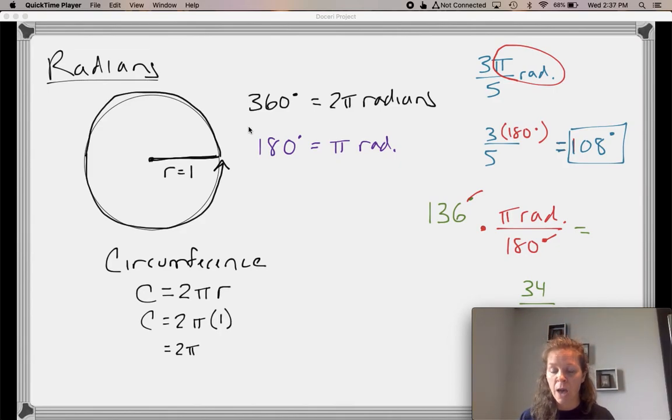Usually radians are going to have a pi in them, not always, but usually, and usually they're going to be fractions, but not always. Okay, so this is our lesson for today. What are radians? A different way to measure angles. What is our conversion? 180 degrees is equal to pi radians. And so then we can move back and forth between them just like we can with inches and feet.